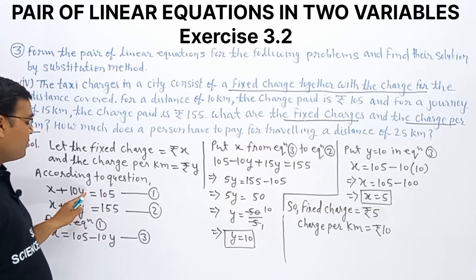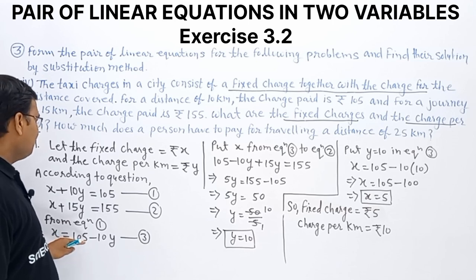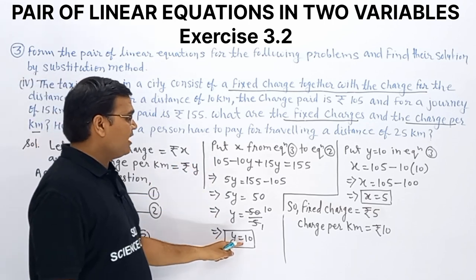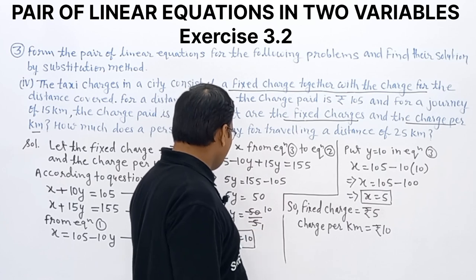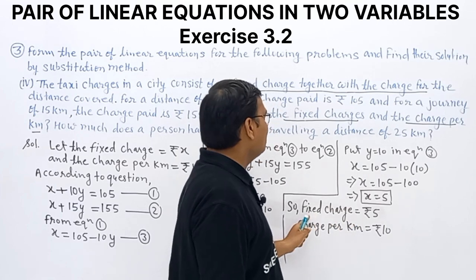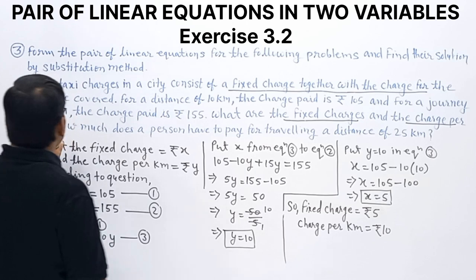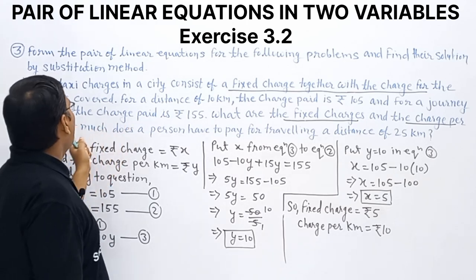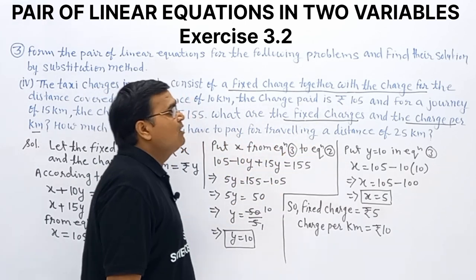Now we will solve these equations by using the substitution method. From equation number 1 we solve for x, then we put this value of x from equation 3 into 2, and we get y equal to 10, which is the charge per kilometer, rupees 10. Then we put this value in equation number 3, and we get x equal to 5, which is the fixed charge, rupees 5.